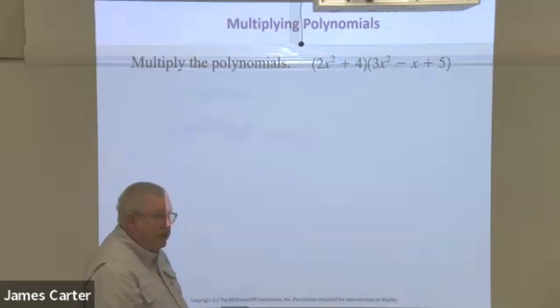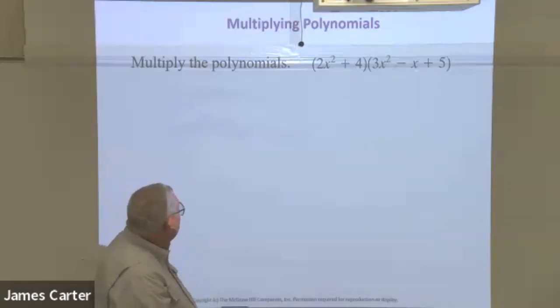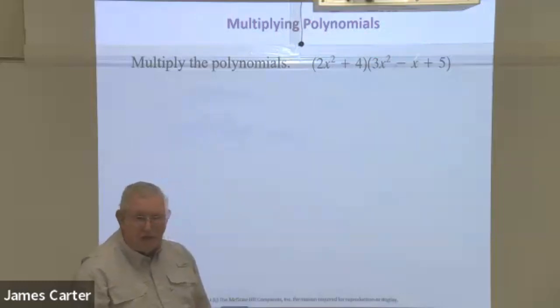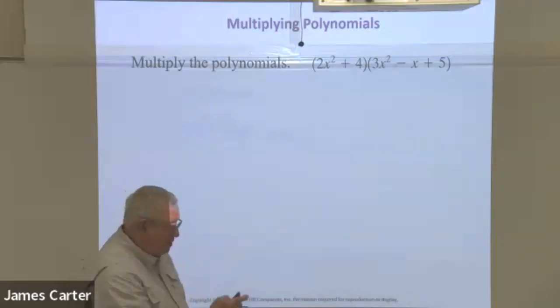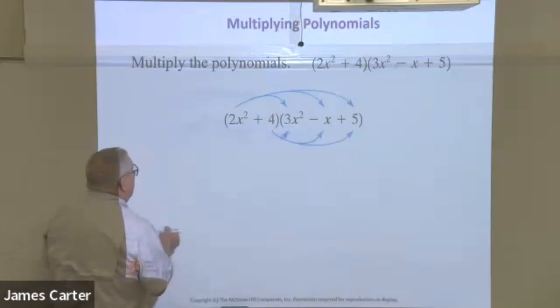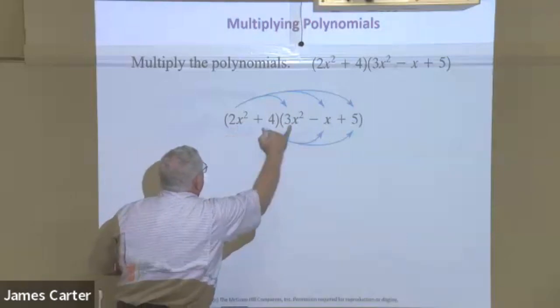Conveniently, they have the binomial in front. If they did not, I would suggest that you do, because why do you want to be distributing 3 things when you only have to distribute 2 things? So here's ultimately what they're going to do. Now they're going to show you some steps in here, but fundamentally, we're going to take 2x squared here, which is going to give me 6x fourth.